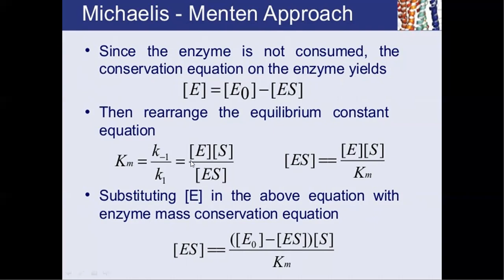So before substituting the value at the E position, we have to rearrange the equilibrium constant. That means we keep the Km value at the denominator, and we take the ES value on the other side. So finally we can get ES, which equals E into S divided by Km. Now this E value will be substituted by this value, that is E naught minus ES.